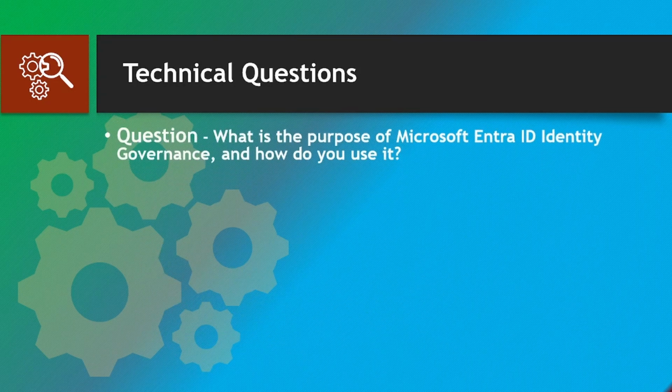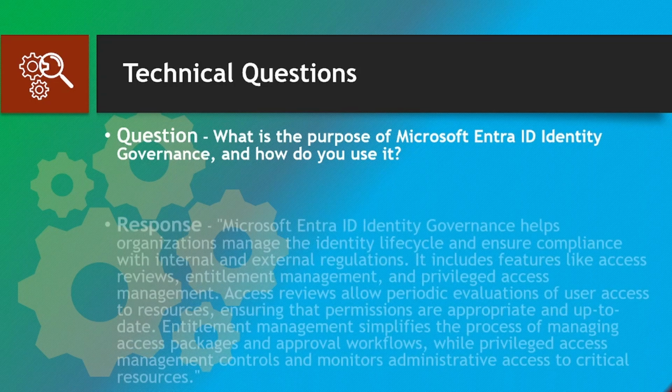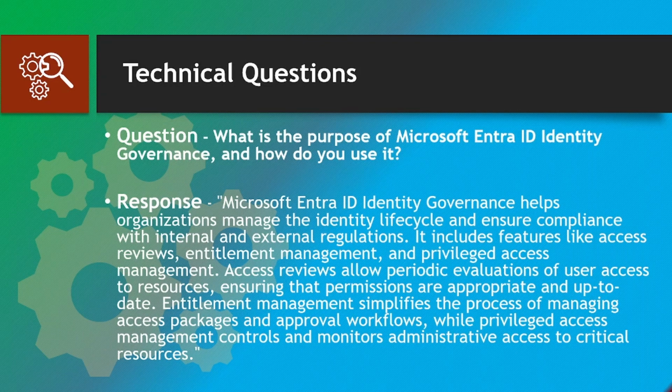Now the next question is, what is the purpose of Microsoft Entra ID identity governance and how do you use it? Microsoft Entra ID identity governance helps organizations manage the identity lifecycle and ensure compliance with internal and external regulations. It includes features like access review, entitlement management, and privileged access management. Access review allows periodic evaluation of user access to resources, ensuring that permissions are appropriate and up to date. Entitlement management simplifies the process of managing access packages and approval workflow, while privileged access management controls and monitors administrative access to critical resources.